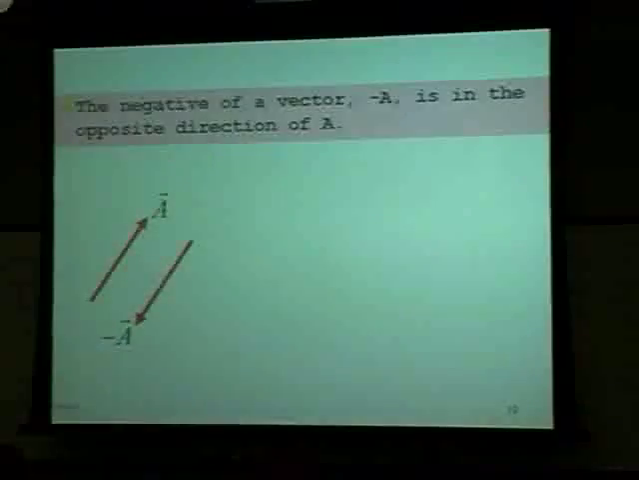The negative of a vector is a vector that has the same magnitude, but 180 degrees opposite direction. So here's vector A, here's negative vector A, same magnitude, exactly 180 degrees opposite direction.